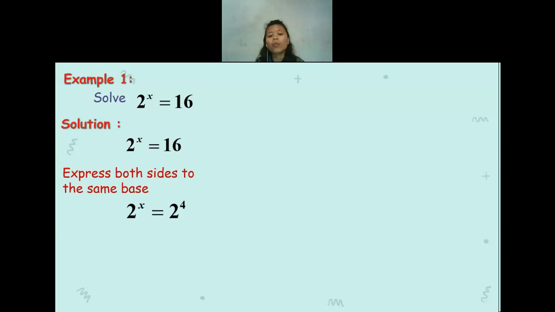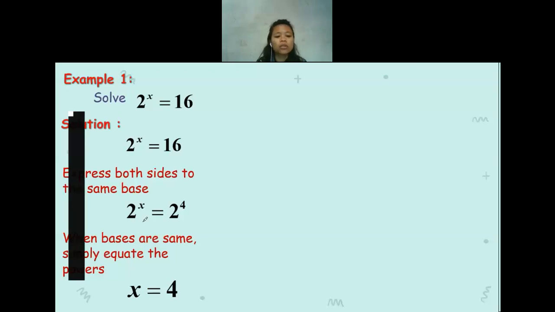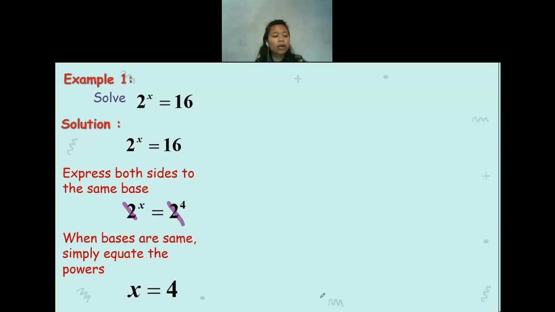That's why for 2 to the power of x, we will have it as 2 to the power of 4. The base is already the same, so we can simplify the base and focus directly on the power only. For the power, we only have x equals 4. We cancel the 2, we cancel the 2. So the leftover one will be x and 4. That's why the final answer is x equals 4.